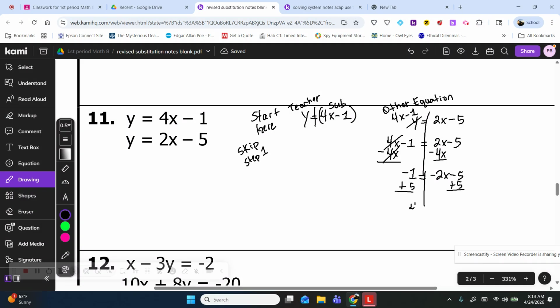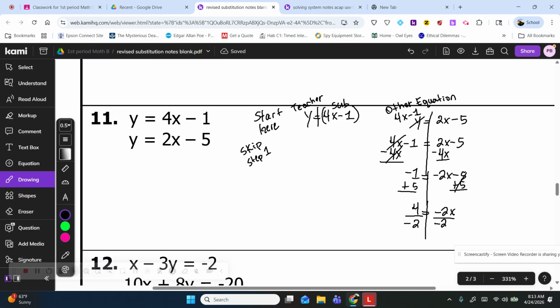That's going to give us 4 equals negative 2x. Divide by negative 2. And come on. These two will cancel. And now you're left with an x of negative 2. So now since you got your x, move back to the other equation and change your x to negative 2. Times what's in front of it? Equal to y. And what's behind it?